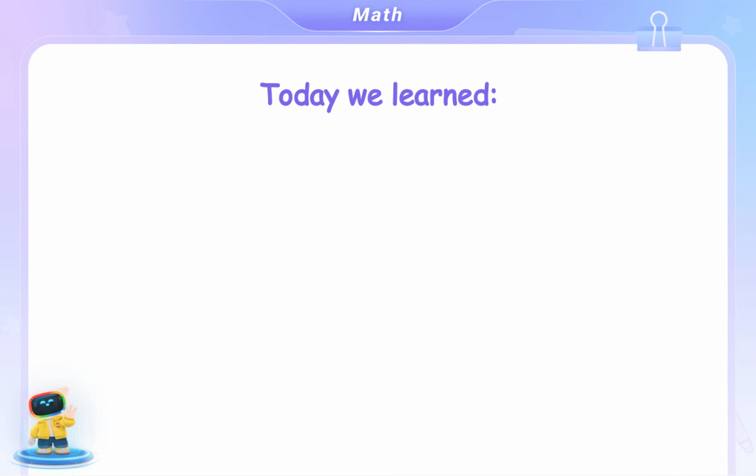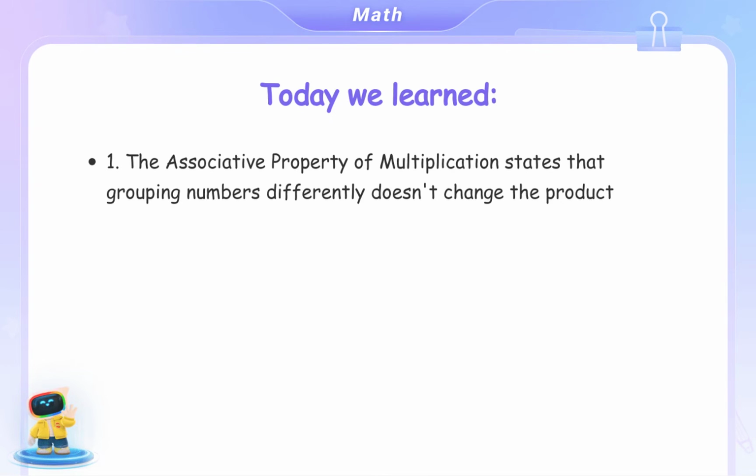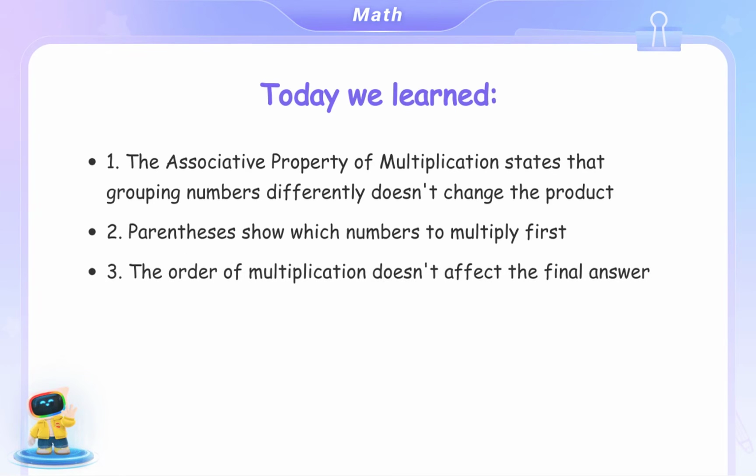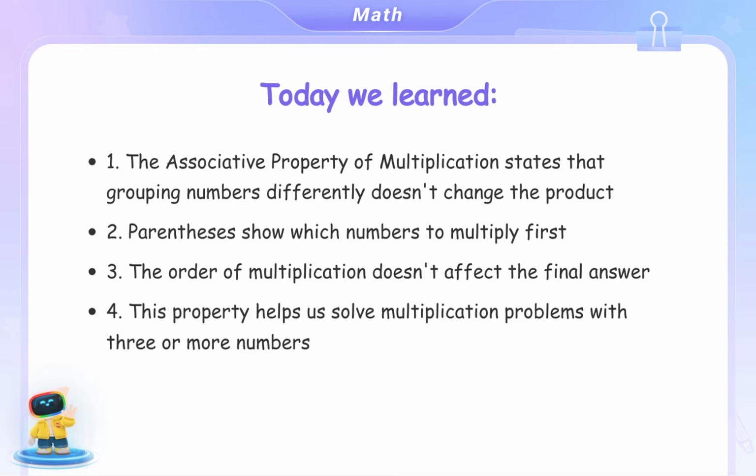Today we learned: the associative property of multiplication states that grouping numbers differently doesn't change the product. Parentheses show which numbers to multiply first. The order of multiplication doesn't affect the final answer. This property helps us solve multiplication problems with 3 or more numbers.